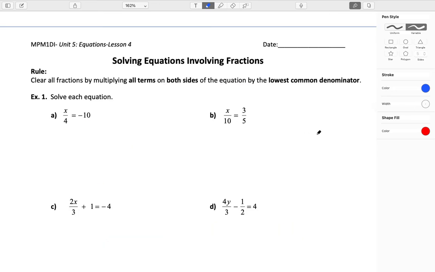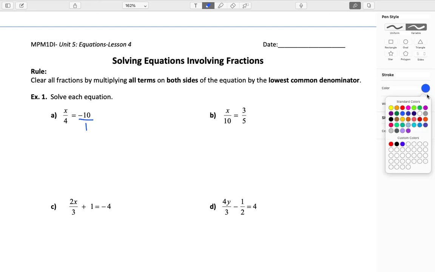Now for lesson number 4, it's the same thing. We're going to solve equations, but it's going to involve fractions. It's actually quite simple once we know how to find the lowest common denominator by multiplying both terms. So let's try number 1a. In this case, solve each equation. When you have a fraction equals a number, my recommendation is to always make it over 1. There's an invisible 1.